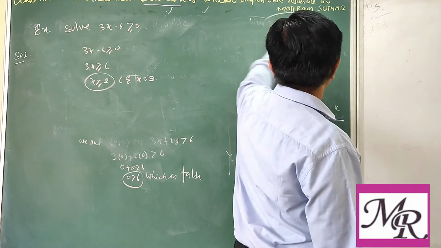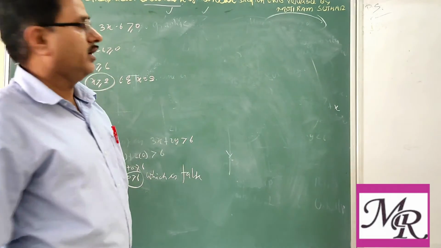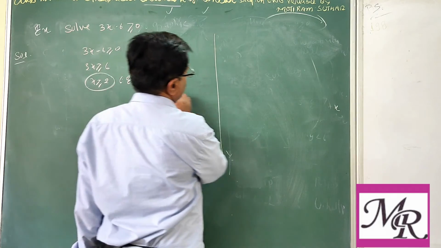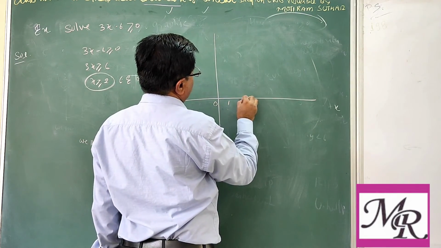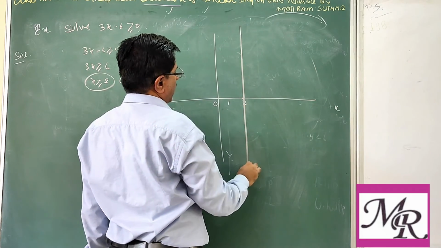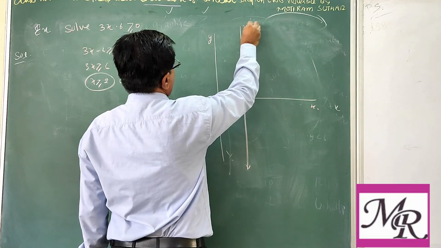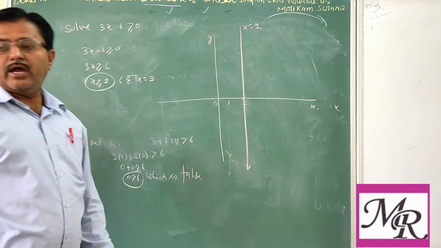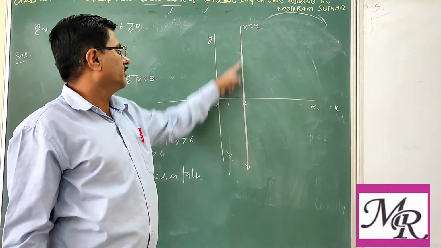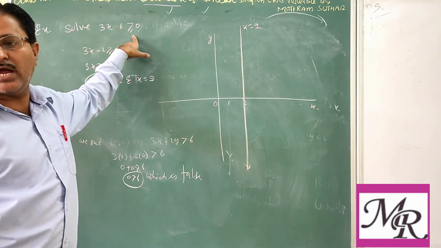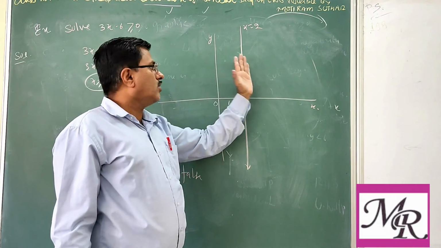That will be a vertical line. If we are drawing the x-axis, this is 0, 1, 2. Now x equal to 2 is a line parallel to the y-axis. This is the graph. Why do we draw this dark line? Because there is an equal to sign. Now the solution may be toward this side or this side.